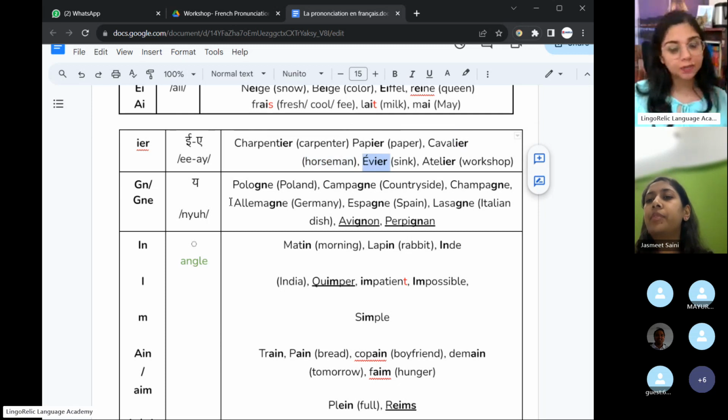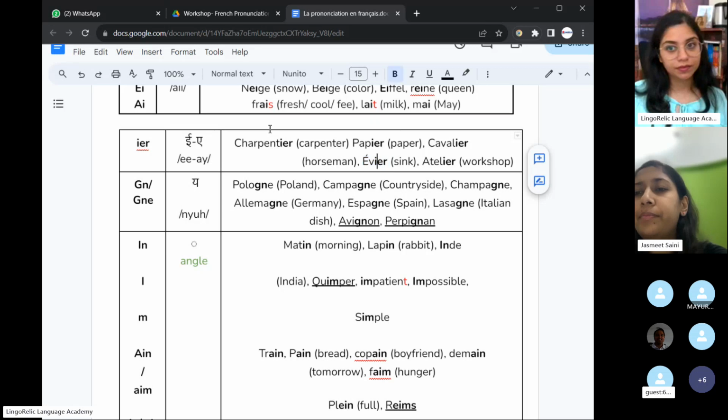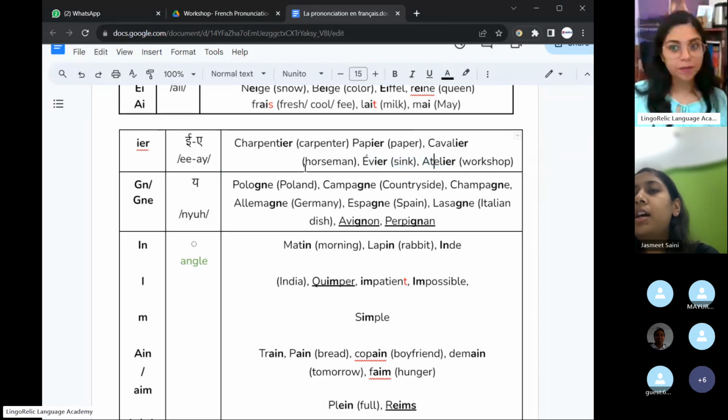Qu'est-ce que c'est? Aviator. A is the first syllable, then you have va, evier, which is a sink. Qu'est-ce que c'est? Atelier. Atelier is a workshop. Okay?